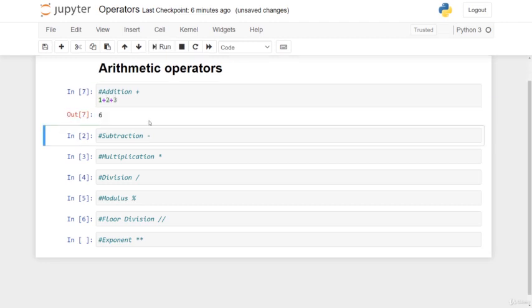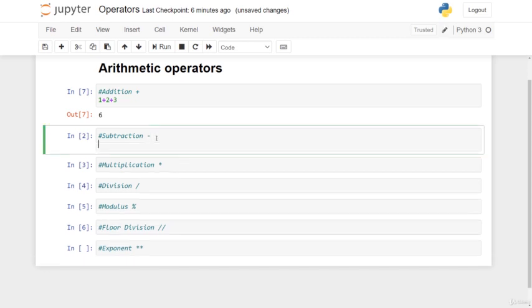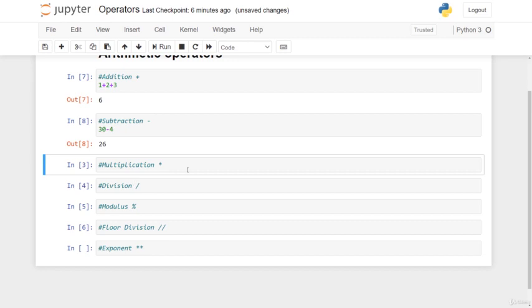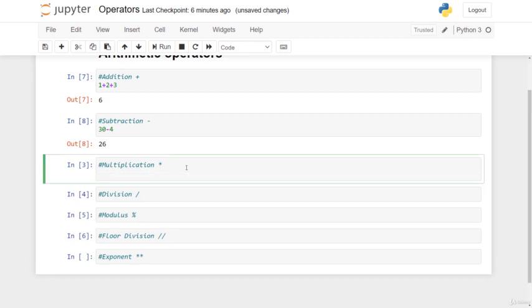As you can see in this case, for the addition operation, 1 plus 2 plus 3 and the output is equal to 6. Now let's move on to the subtraction operation. Let's subtract two numbers using the minus sign. We have subtracted the number 4 from the number 30 as you can see, and the result for this subtraction process is equal to 26.